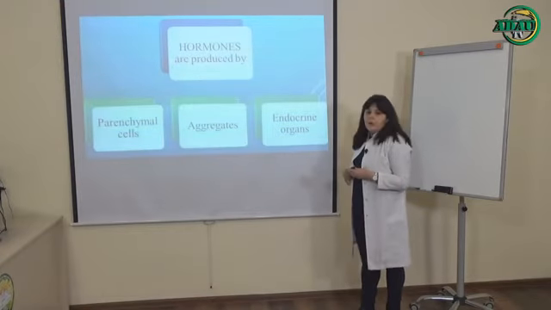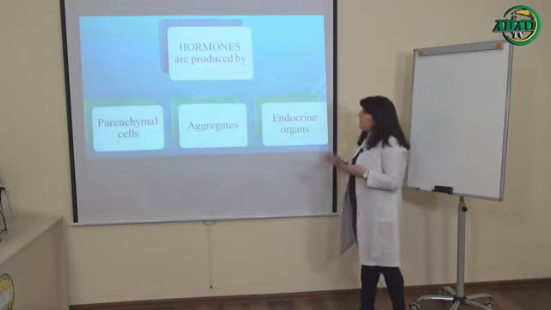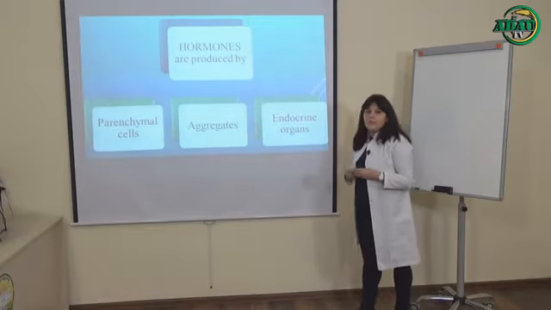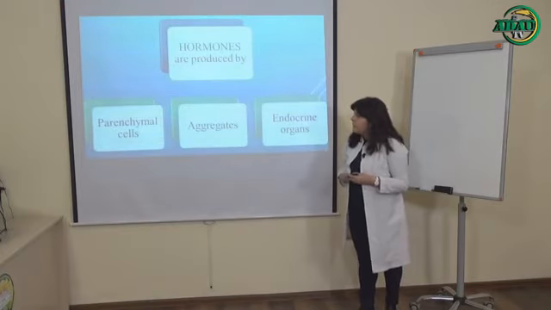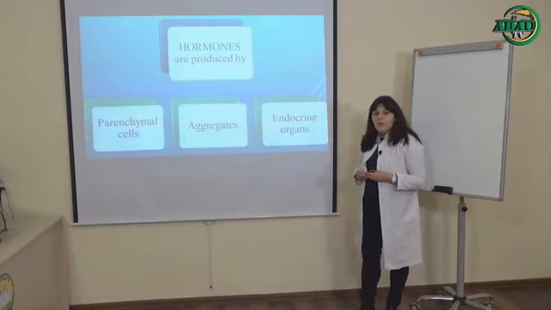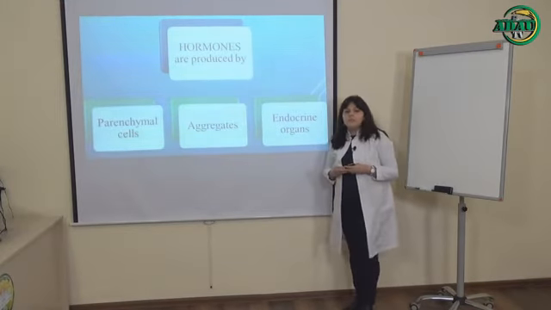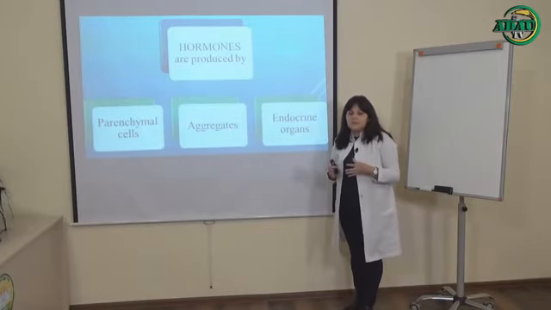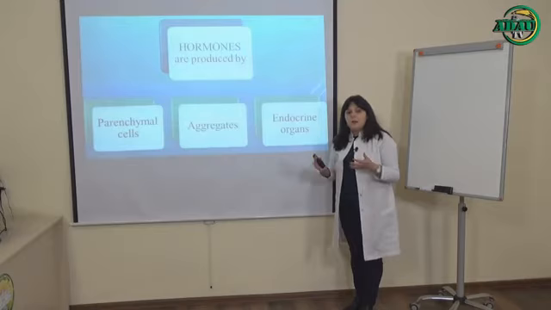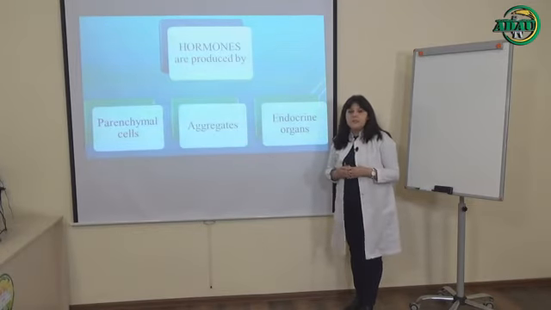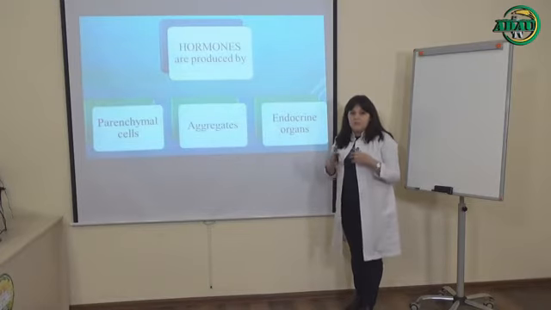More information about the hormones. Hormones can be produced not only by the endocrine glands. Hormones can be produced also by parenchymal cells and by aggregates. When we talk about parenchymal cells, we should remember that these cells are single cells. For example, there can be cells which are scattered throughout the body. For example, we can talk about the apoptotic cells which are found in the gastrointestinal wall.